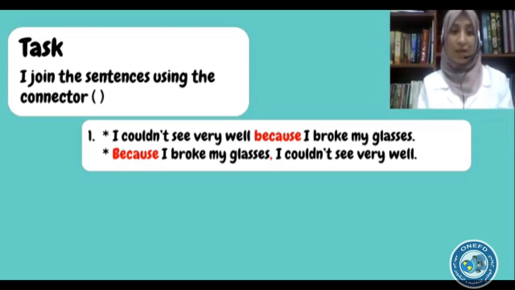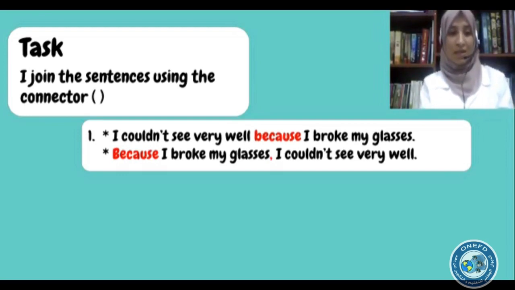We can write the sentence in another way. We can start with the connector of cause. We say, because I broke my glasses, comma, I couldn't see very well. So we have because I broke my glasses. It is the sentence that expresses cause. I couldn't see very well is the sentence that expresses effect. We said that we can use the connectors of cause in the middle of the sentence without punctuation marks, or at the beginning of the sentence, and we have to place a comma after the sentence of cause.